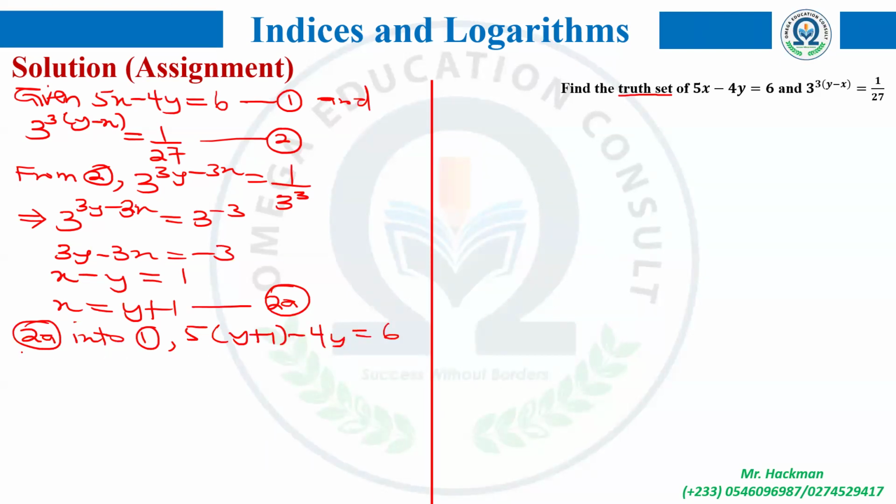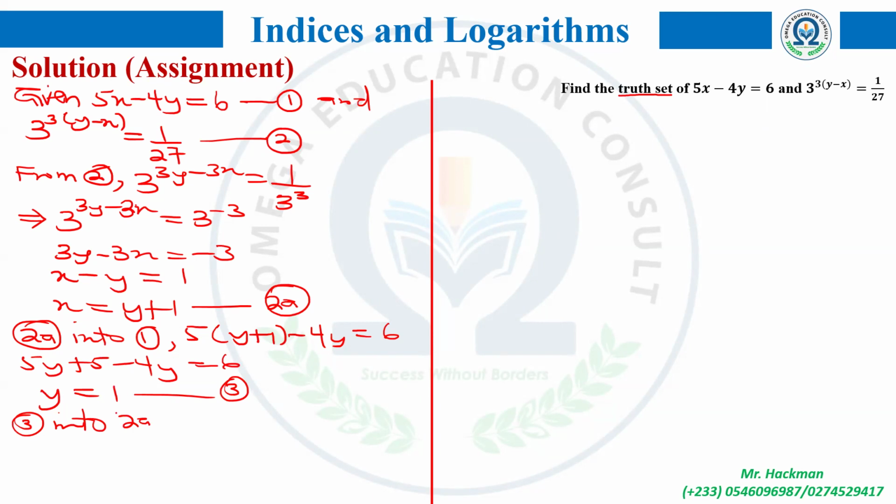If I expand, I will get 5y plus 5 minus 4y is equal to 6. So like terms, 5y minus 4y, that would give me y. I'll move this 5 to this side. So 6 minus 5, and that would give 1. So I found my y. I will call this equation 3.